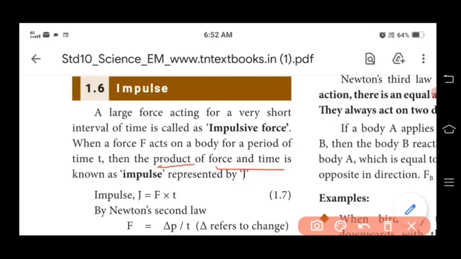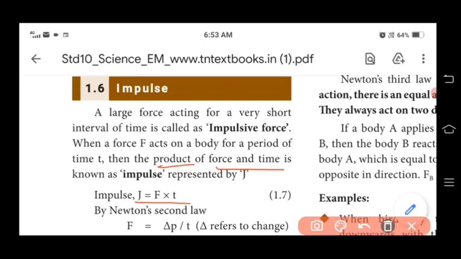So this is the symbol to calculate impulse. What is the formula? J equals F into t, the product of force and time. Here J is the symbol for impulse, F means force and t means time.